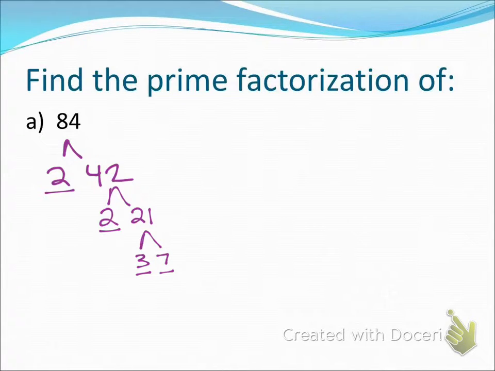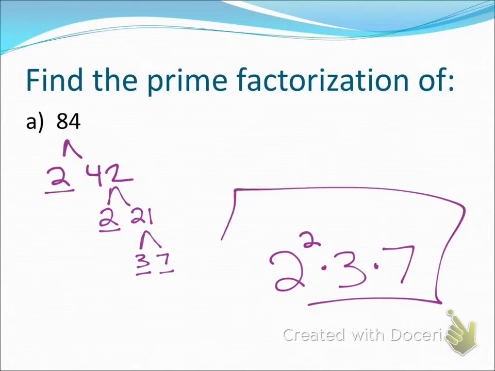Okay? Now, we take all these numbers and we write them out. So 2 times 2 is 2 squared times 3 times 7. This is called the prime factorization. You're writing it as the product of prime numbers. Each branch, each prime number that you underlined needs to be in there.